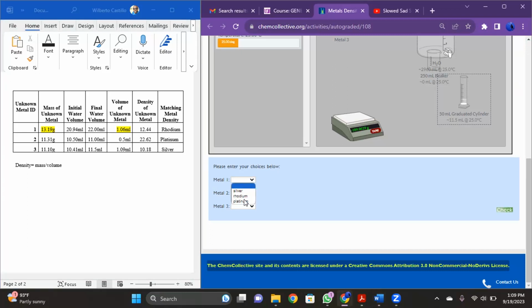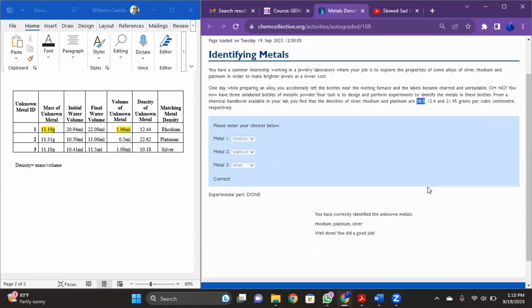Metal 1, we're going to say it's rhodium. Metal 2, we're going to say it's platinum. And metal 3, we're going to say it's silver. Let's check out our results. And we're done. And that, guys, is how we identify metals based on their density. Thank you for watching.